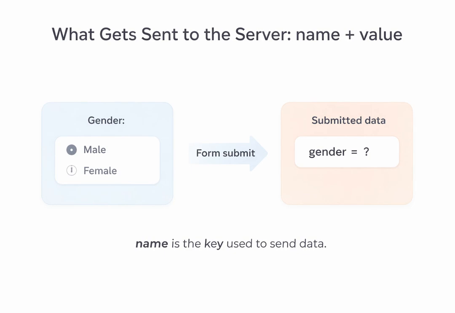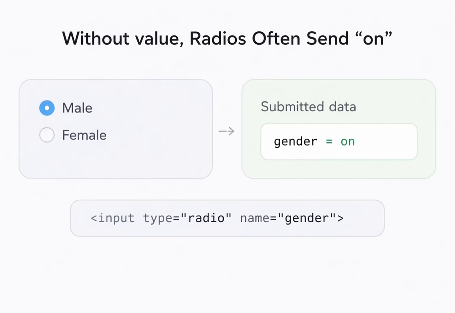When a form is submitted, the server receives data as key-value pairs. The name attribute is the key, so if the radio group is named gender, the submitted data will include something like gender equals something. The next question is, what exactly is that something? That comes from value. If you don't specify a value for a radio input, many browsers will submit a default value, like on, for the selected option. That's not very meaningful for the server, because it doesn't clearly say whether the user chose male or female.